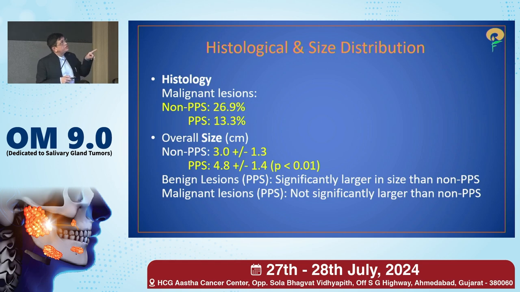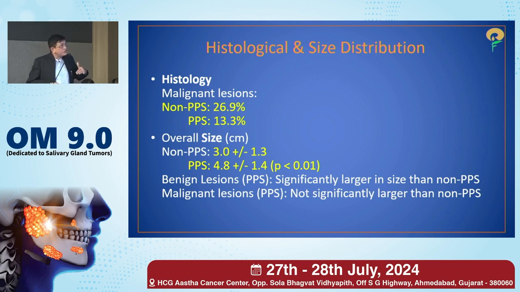In histological distribution, let's talk about the malignant lesions, and here you'll find that in the parapharyngeal space tumors, it's only 13.3% of all parapharyngeal space tumors, whereas in non-parapharyngeal it's a little higher, 26.9%. So also the size. You see that with parapharyngeal space, they are generally larger. It's a space that allows it to grow without getting detected clinically. So it's 4.8 plus minus 1.4 versus 3 plus, and it has a highly significant p-value.